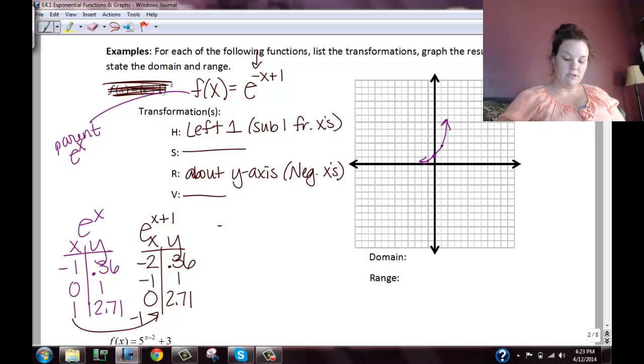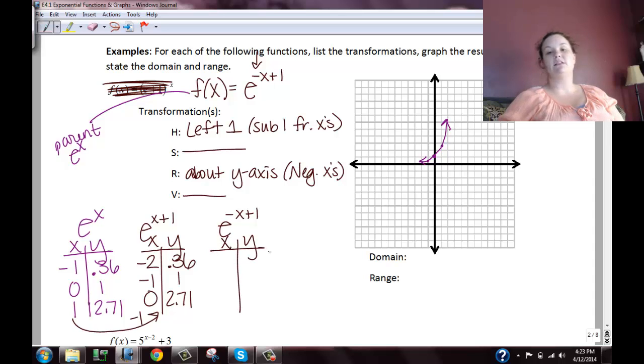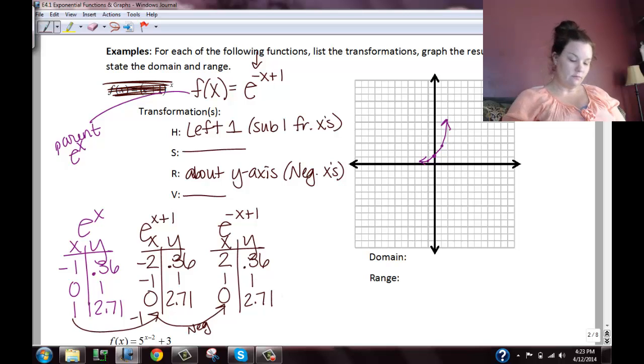And then the last transformation I need to do is my reflection about the y-axis. In order to reflect it about the y-axis, I negate my x's. So I take my x's from the previous table, and I change their sign. I have +2, +1, 0. My y's are +0.36, 1, and 2.7. So I'm going to go ahead and graph my finished product here.